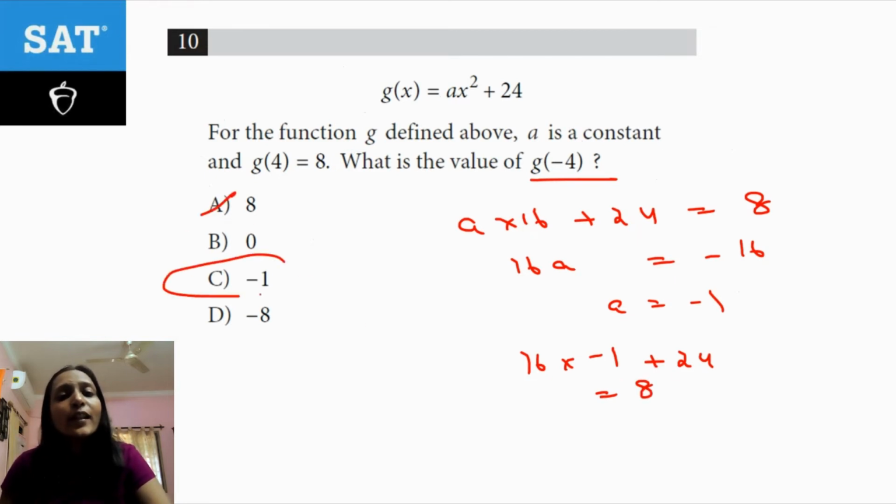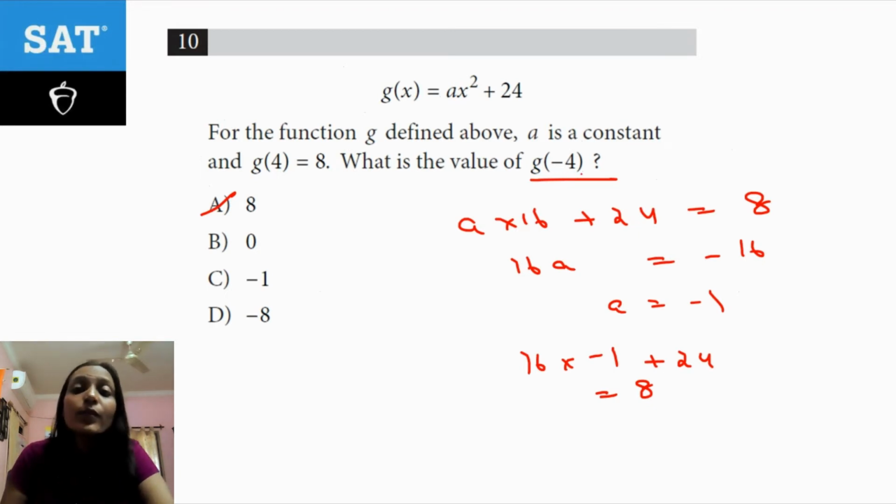Look how they've placed negative 1 also over here. But they're trying to trick you, because if you didn't read the question carefully, you would go ahead and mark negative 1 as the answer, as you would think that they are looking for a's value instead of g of negative 4. So it's important to read the whole question before marking your answer.